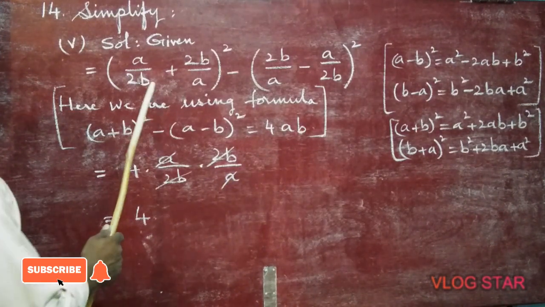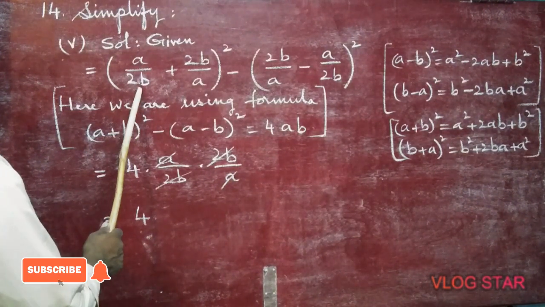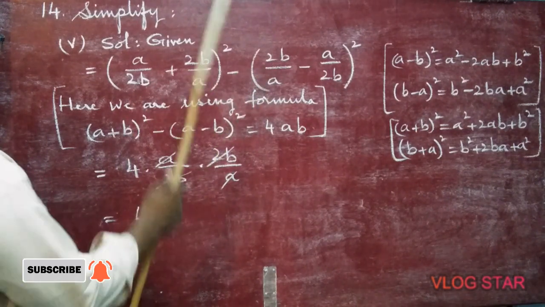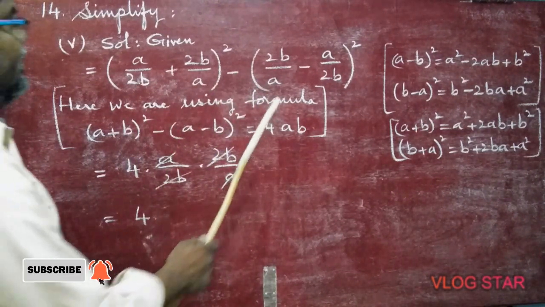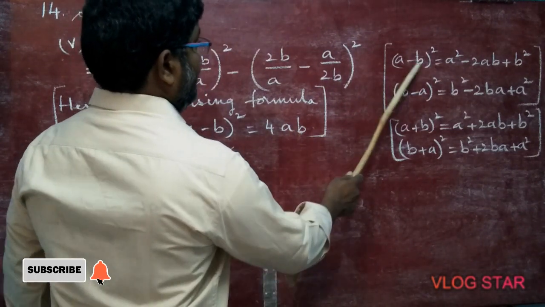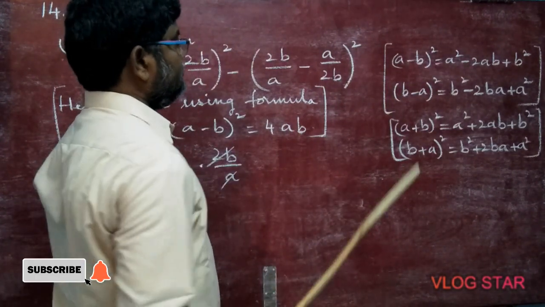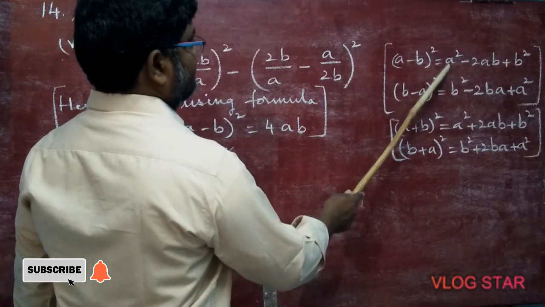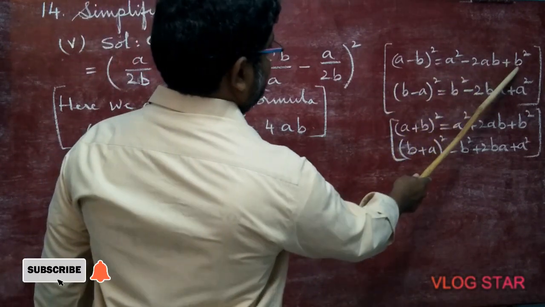You may get a doubt here. a/2b is there, and here 2b/a is there. Now coming to this formula, this is in the form of (a−b)². We know that (a−b)² means a² − 2ab + b².